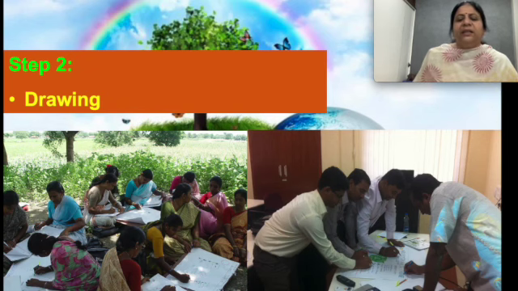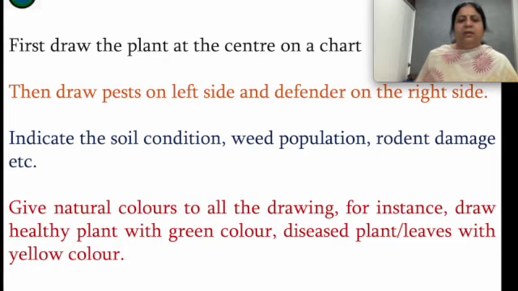The next, second step is drawing. All the people must participate in the drawing. There are certain guidelines for the drawing of the chart. First, draw the plant at the center. Then draw the pests on one side and defenders on the other side. It could be left or right, but one side pests and the other side defenders.